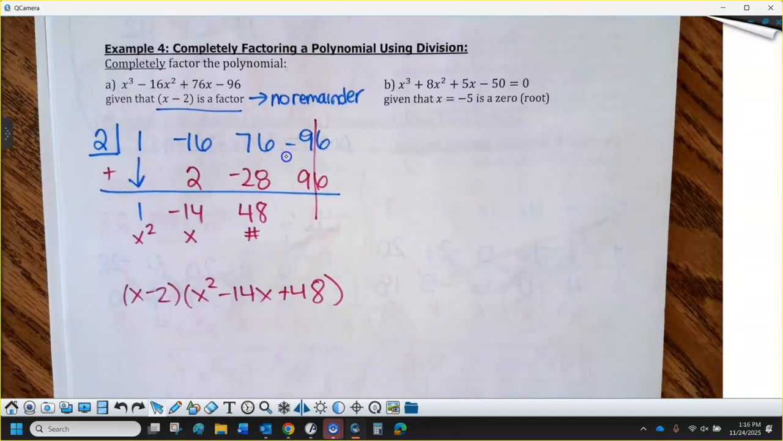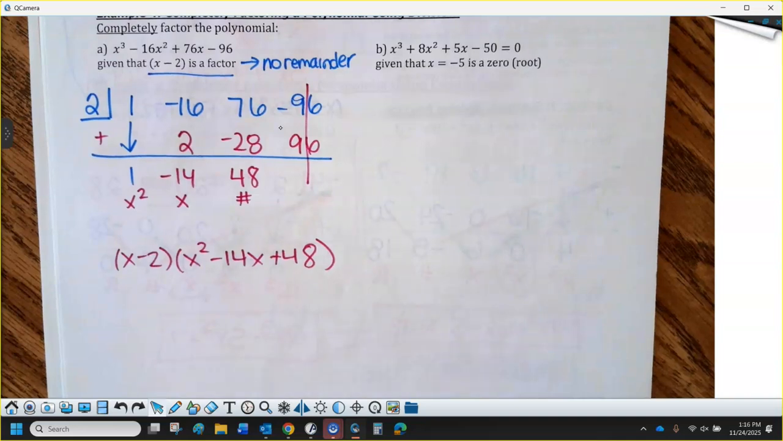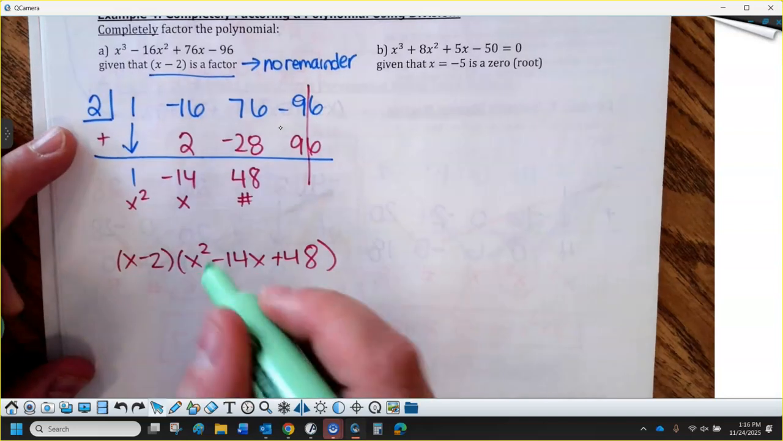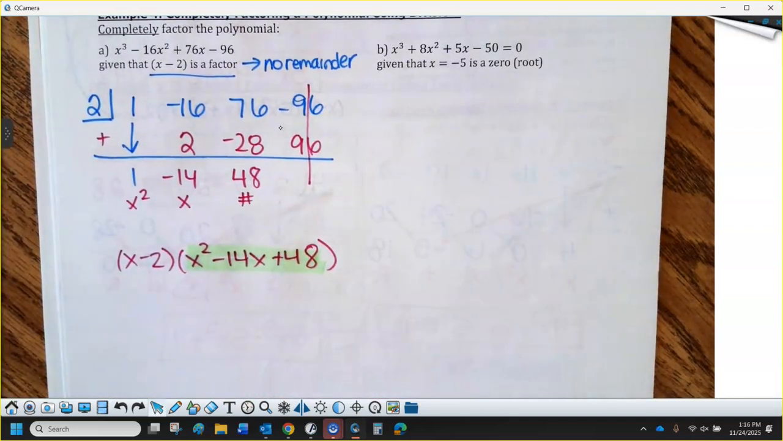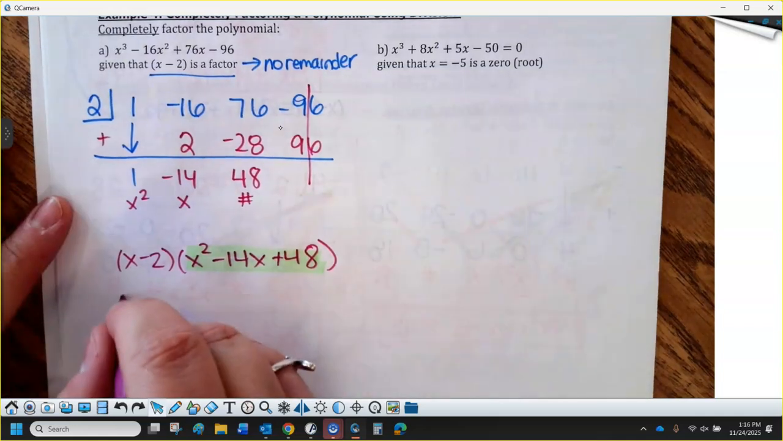Now it says in the directions, write it in completely factored form. If it's saying that to you, it's trying to tell you that whatever we got here can be factored further. So I'm going to keep my x minus 2.